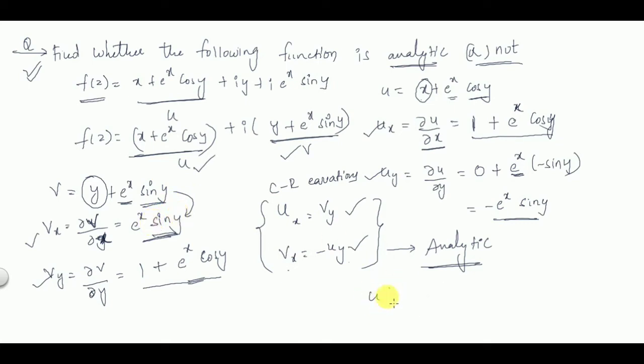So both u and v are functions of x, y. That is what we have taken: f(z) = u(x, y) + i v(x, y). And we will check whether the Cauchy-Riemann equations are satisfied by considering u_x, u_y, v_x and v_y. Okay, so this is how we can solve.